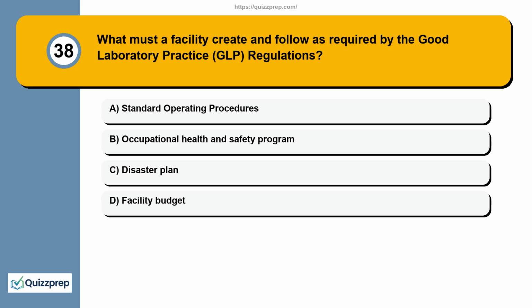Question 38. What must a facility create and follow as required by the Good Laboratory Practice, GLP, regulations? Option A, Standard Operating Procedures. Option B, Occupational Health and Safety Program. Option C, Disaster Plan. Option D, Facility Budget.